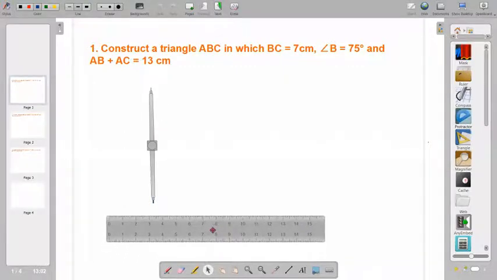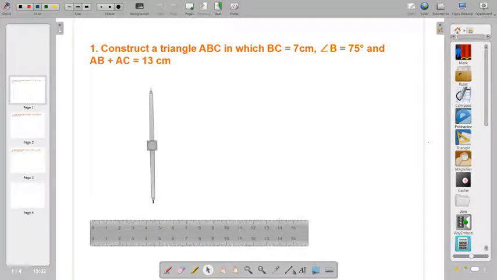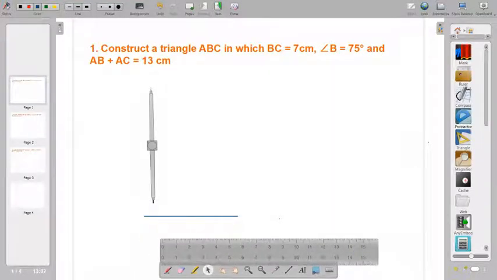First we need to construct the base. What is the base here? BC, that is 7 centimeters. So I am taking a ruler. First I am drawing line BC which is equal to 7 centimeters. So here I am taking exactly BC 7 centimeters. You can observe this is 7 centimeters exactly. Here immediately let us write the names. This is B and this is C.